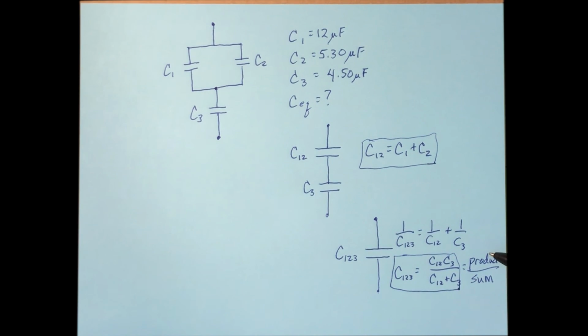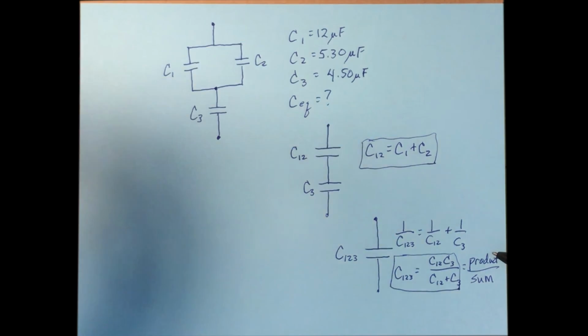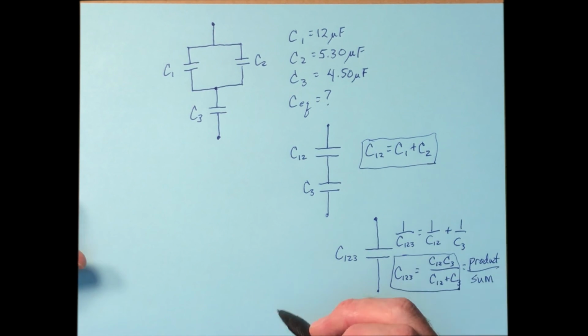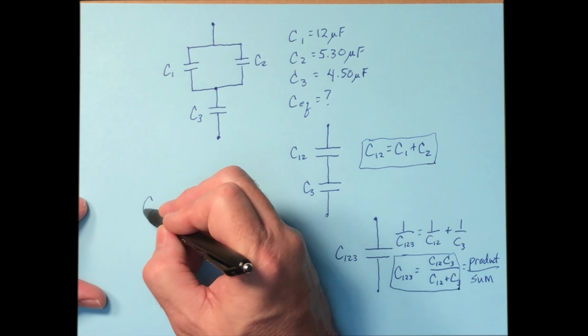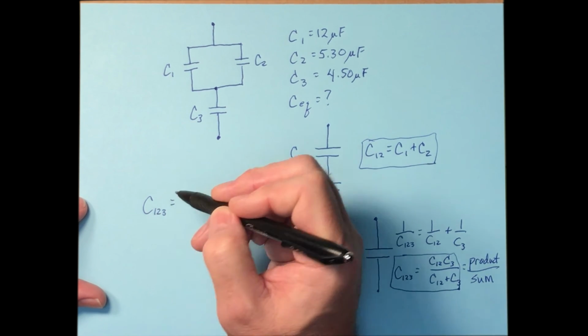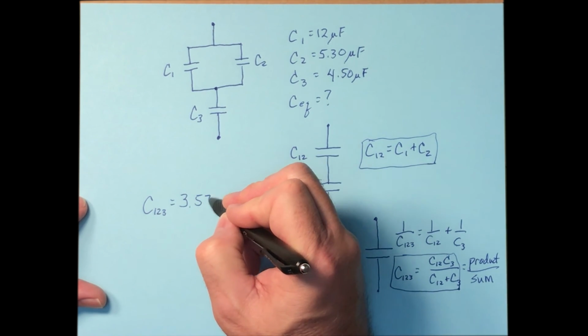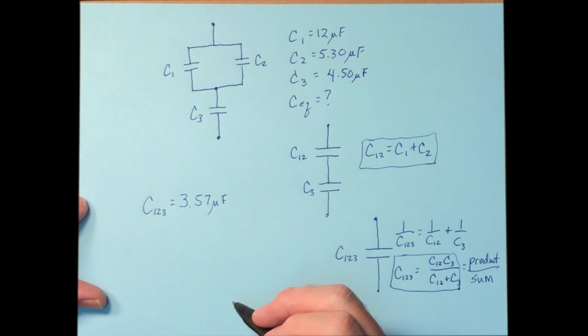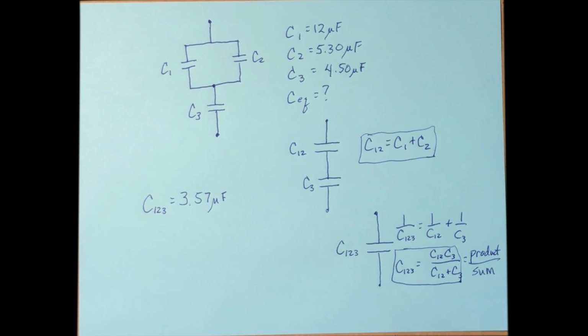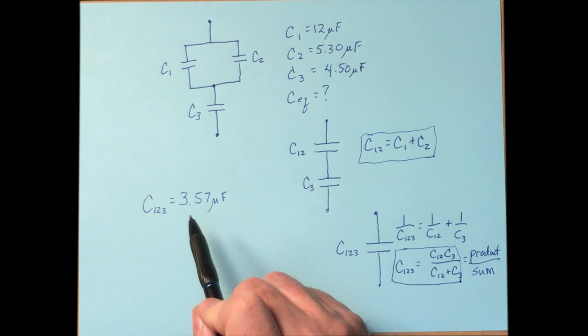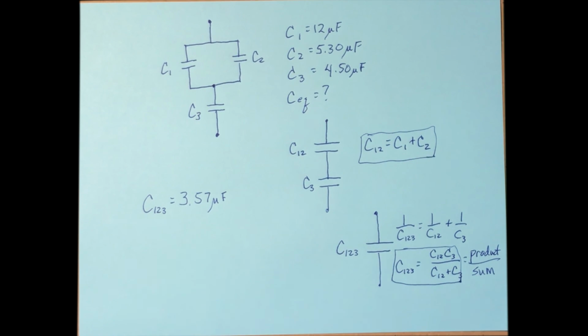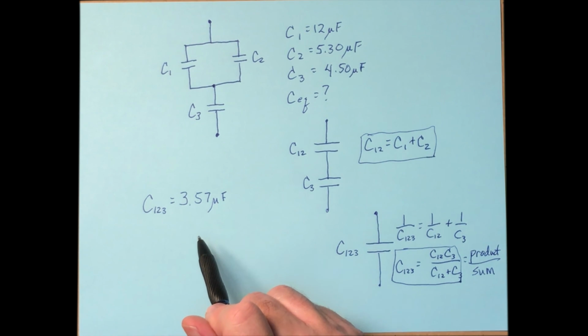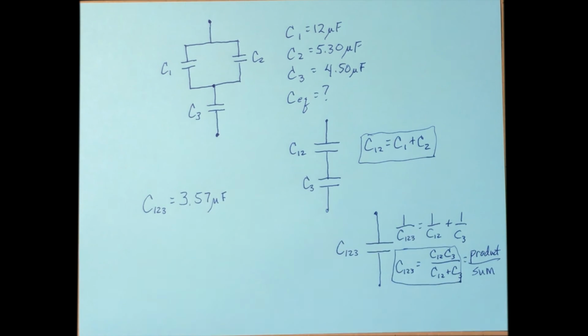So now that I know the approach, I can figure out what the answer is going to be. Now I'm going to leave it up to you to do this, but I will tell you that C123 turns out to be 3.57 microfarad. If you do that and you don't end up with 3.57 microfarad, then you've done something wrong. I'm 99.9% confident in that answer right there. I would say 100, but scientists never say they're 100% confident. But that's the answer for this problem, I'll tell you that.